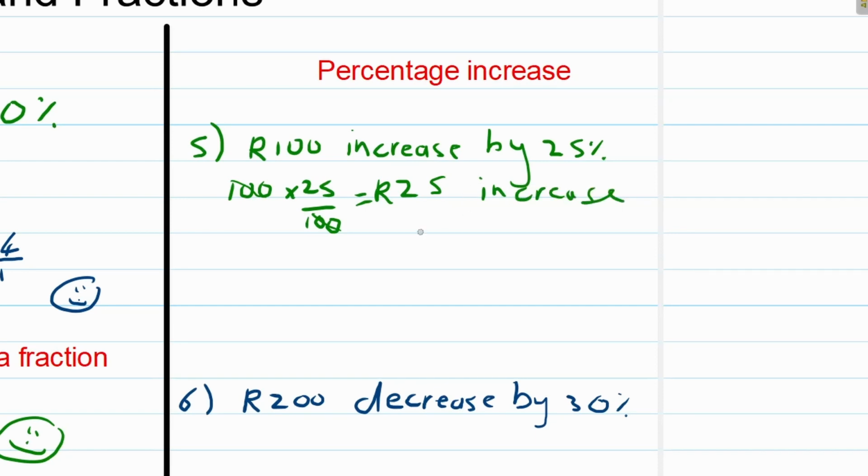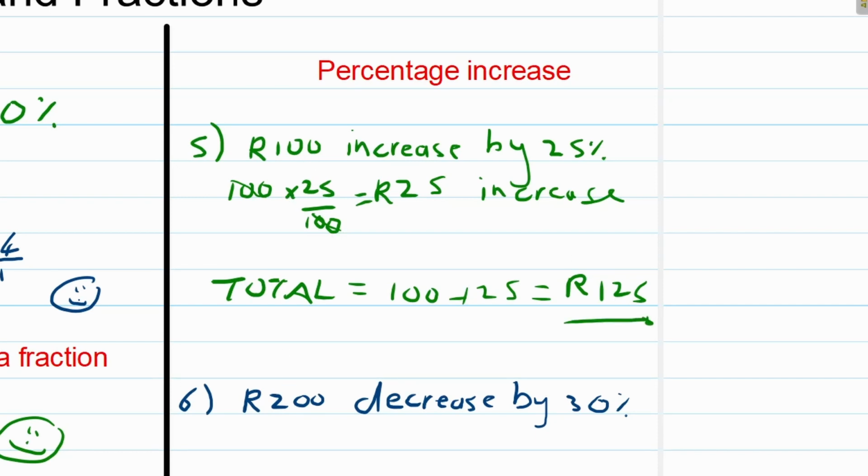So if the question was, how many Rands does it increase with? It's 25 Rands. But if the question is, what's the total after the increase? Then it will be 100 plus 25, which will give us 125. And that will be the total after the increase.